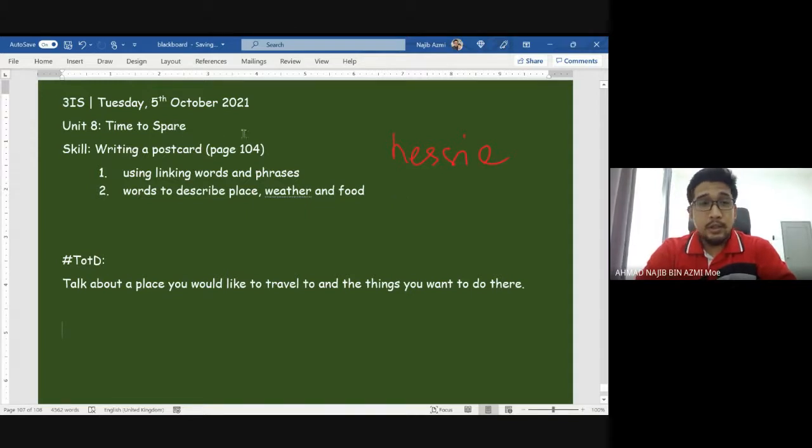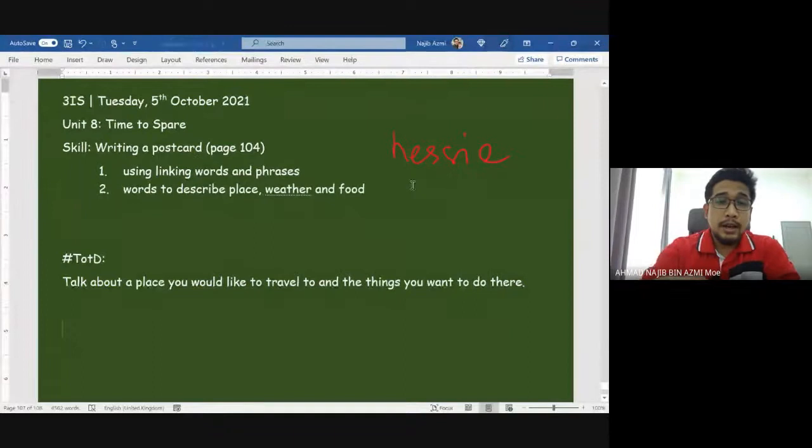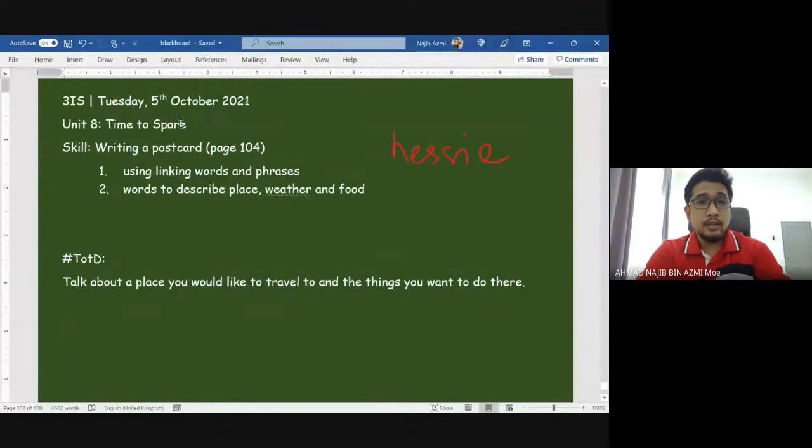Right, we are still in Unit 8, Time to Spare. Today is hopefully going to be the last time that we are in this unit. Our skills that we are focusing on today will be writing, and we are going to write a postcard. You can refer to this on page 104.